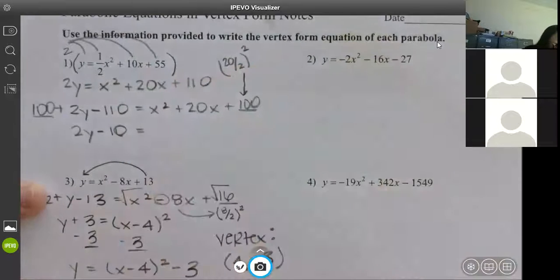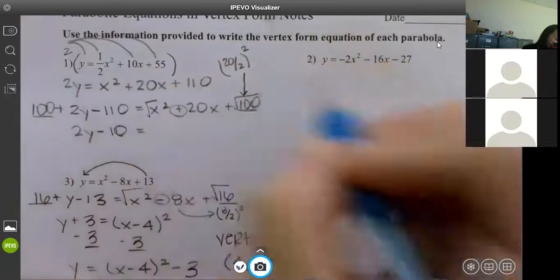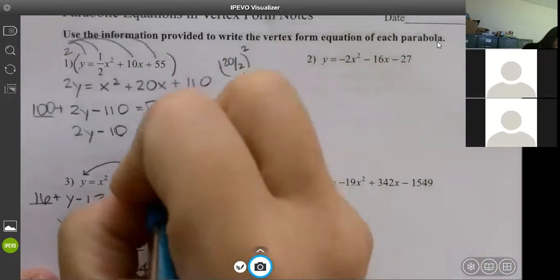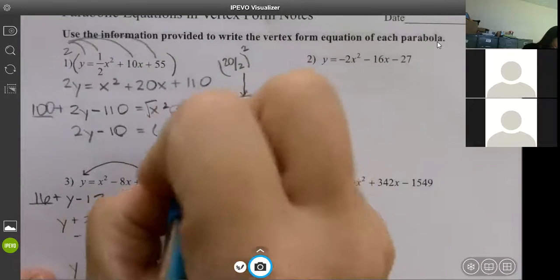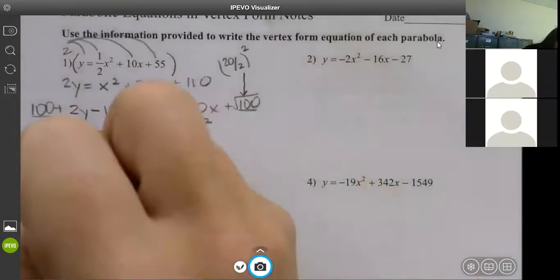equals, how do I rewrite? x plus 10. Perfect. And what do I got to put on the end? Squared. Keep working through it. Now we're just going to solve for y. So how do we solve for y? Just like we did before, we're going to add that 10 over.